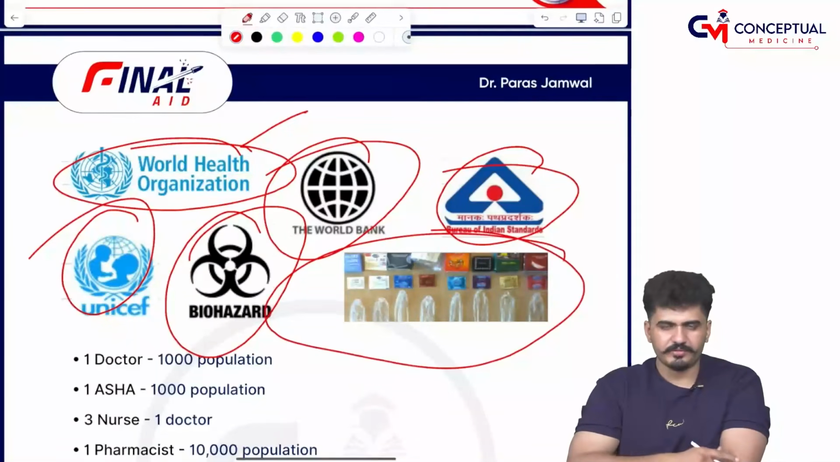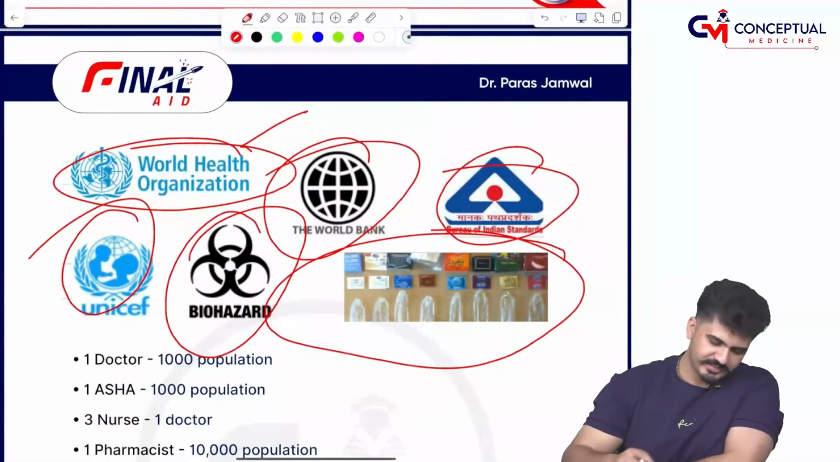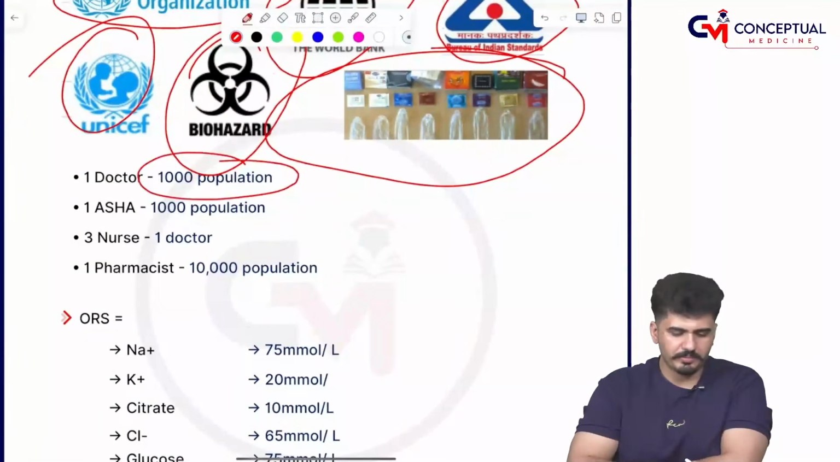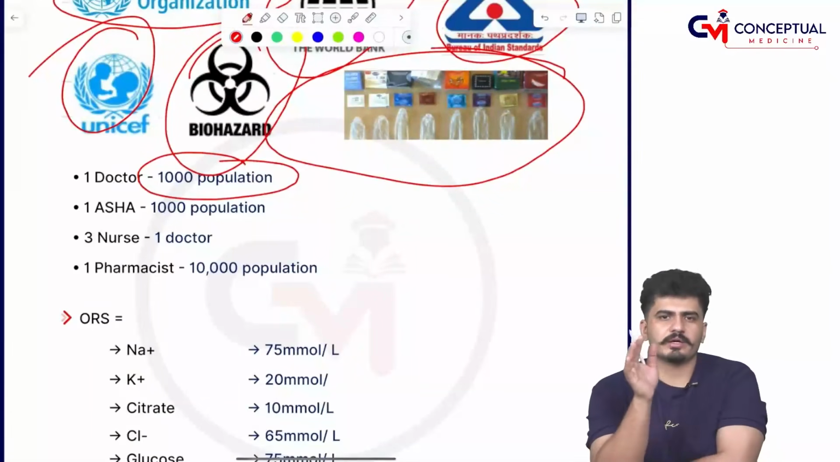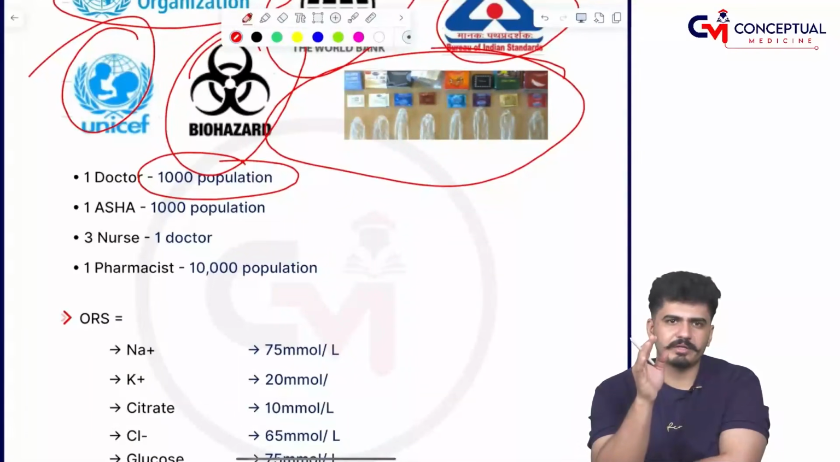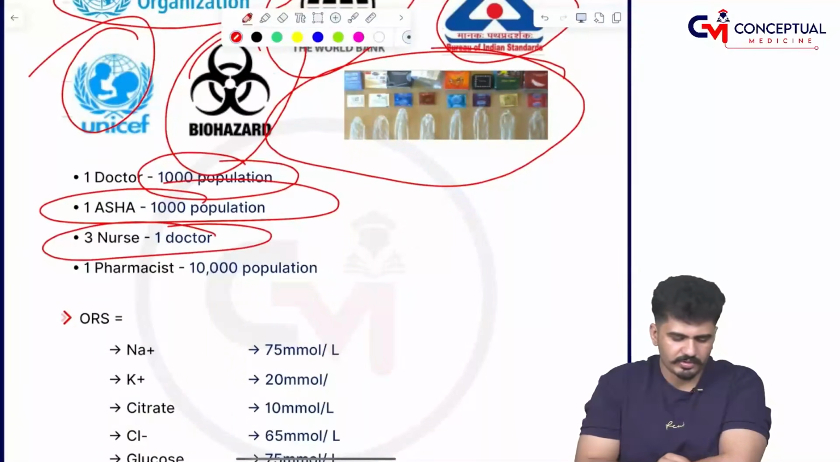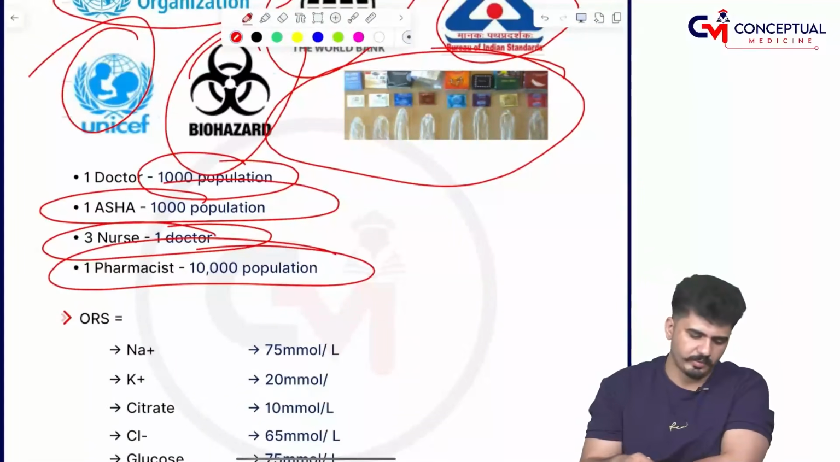Then these are some colorful structures, no need to tell what they are, it is obvious to all of you. Let's go, how many population per doctor? Currently we have 1 doctor per 1000 population. Okay, some recent data has come, about 1.7 or something like that, but in gross terms, we remember one doctor per 1000 population currently. ASHA is 1:1000, 3 nurses per doctor, 1 pharmacist per 10,000 population.